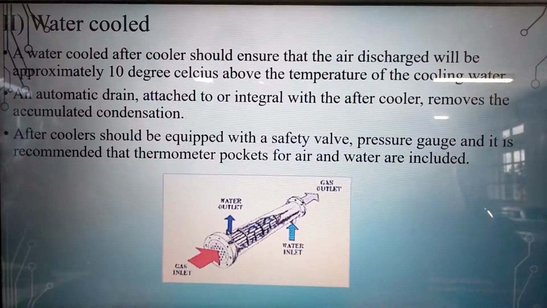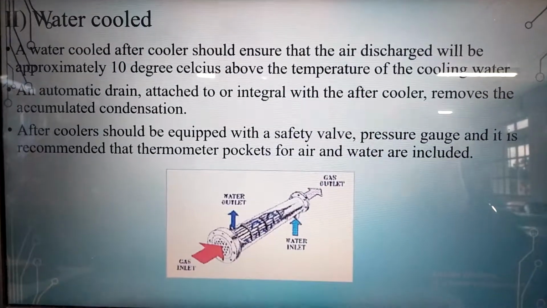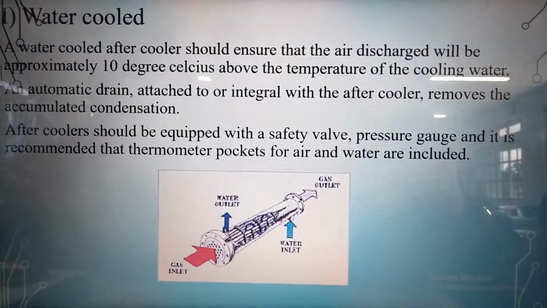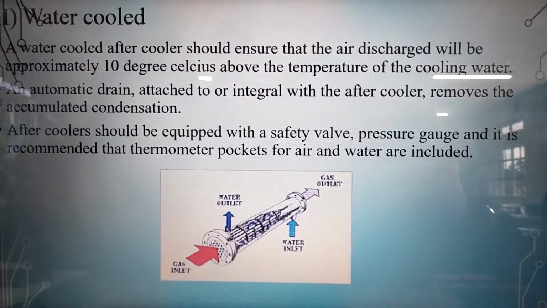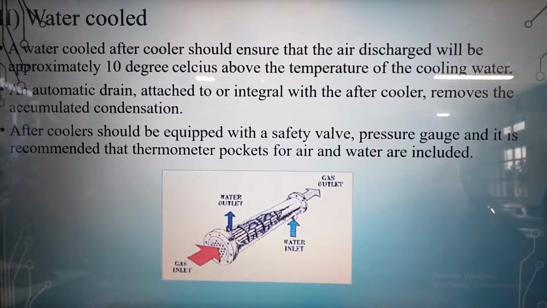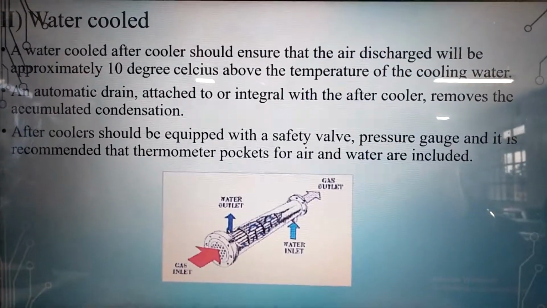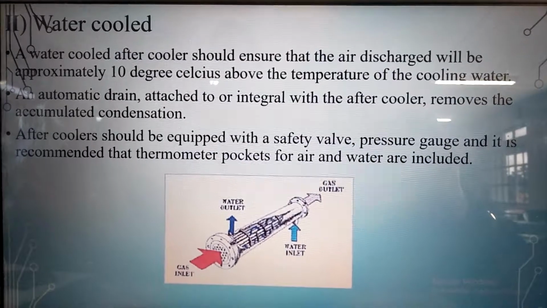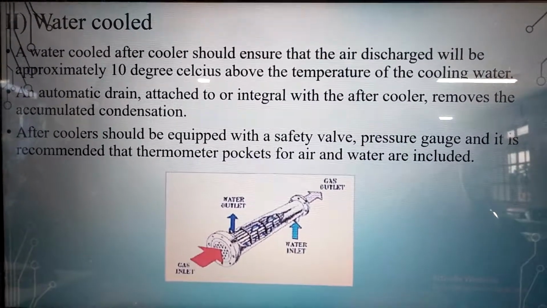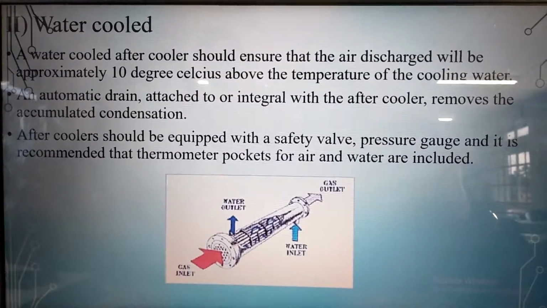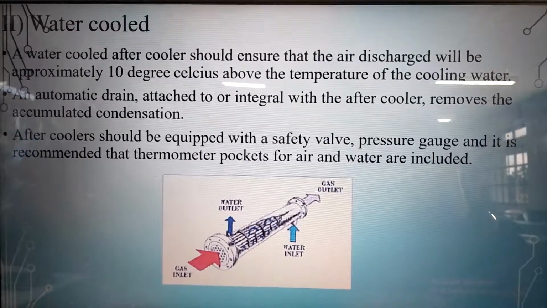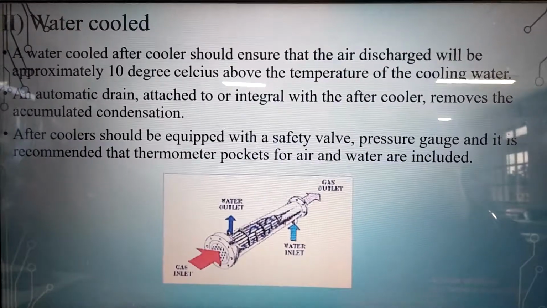Water cooled: a water-cooled aftercooler should ensure that the air discharge will be approximately 10 degrees Celsius above the temperature of the cooling water. An automatic drain attached to or integral with the aftercooler removes the accumulated condensation. Aftercoolers should be equipped with a safety valve and pressure gauge, and it is recommended that thermometer pockets for air and water are included.